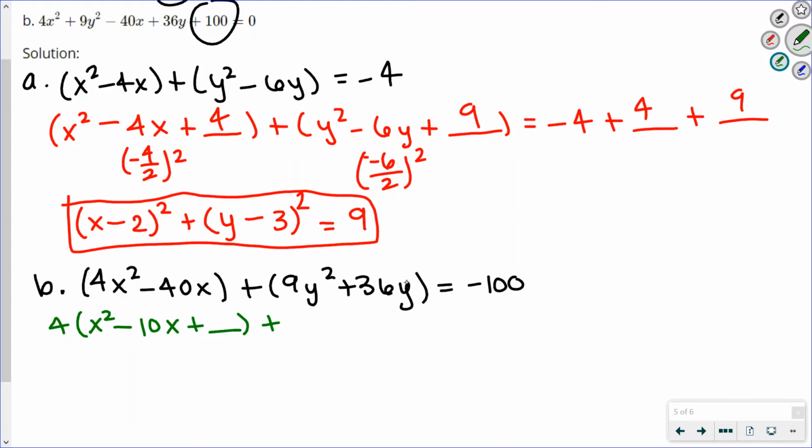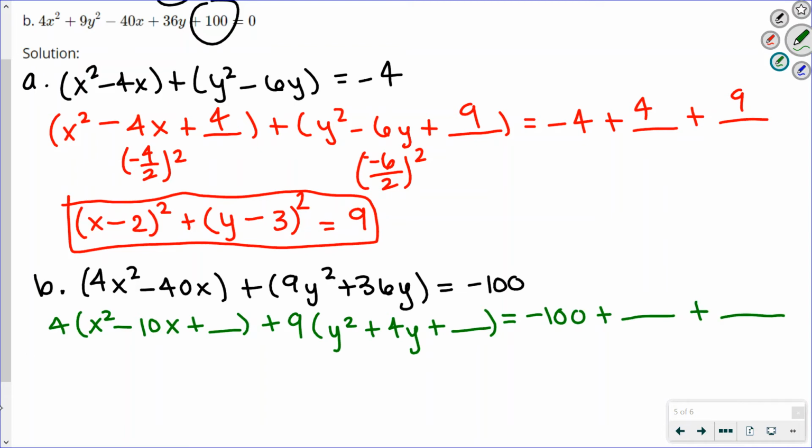Plus, we'll do the same thing for 9 on this side. We're going to pull out a 9, or divide by 9, which will leave me with y squared plus 36 divided by 9 will give me 4y, and then we're going to put our plus blank. Now be careful, because yes, we add our two blanks at the end here, but we have to remember to put this 4 back and put this 9 back, because when I multiply it out, it distributes. So this is going to be 4 times whatever is in my blank, and this is going to be 9 times whatever is in my blank.